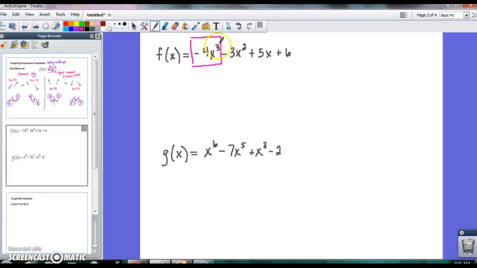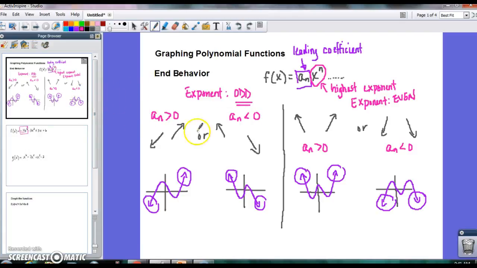So start with that first exponent. That exponent is odd. Because my exponent is odd, that means the ends of my graph are pointing in opposite directions of each other. Now go to that leading coefficient. That leading coefficient is negative. Because that leading coefficient is negative, I rise on the left and I fall on the right.